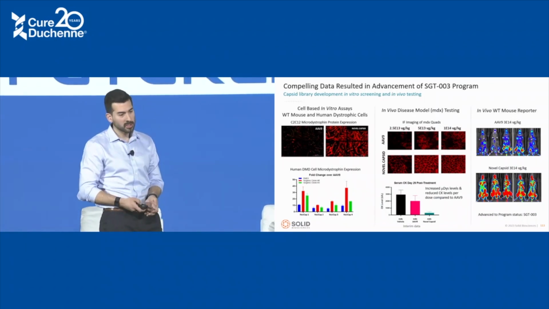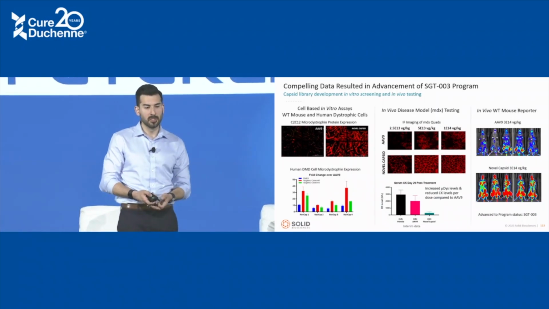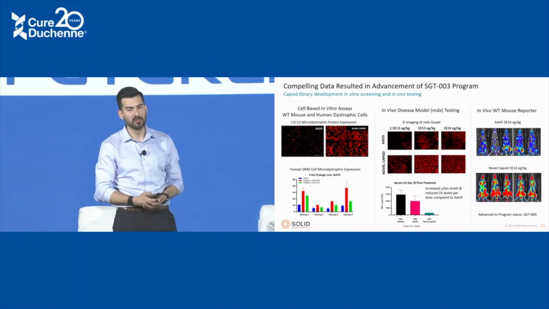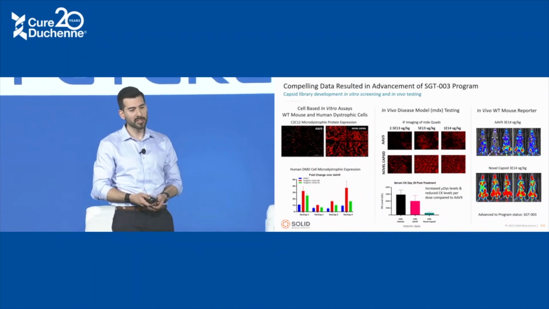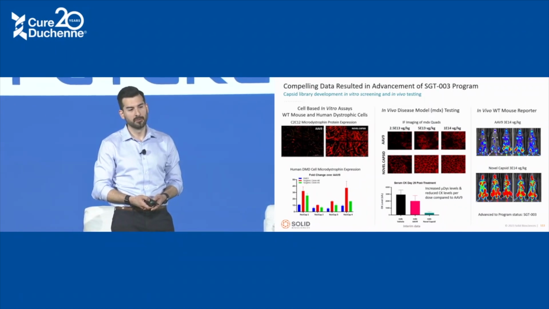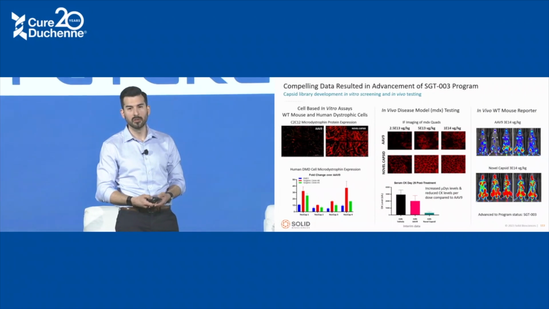And what we can see when we're comparing our novel capsid, which here is specifically going to be SLB101, a capsid that we've named as our lead and is now in our SGT-003 program, is that comparing that to AAV9, we really do see a multiple-fold improvement in the level of expression that we can achieve by administering an equivalent dose level.